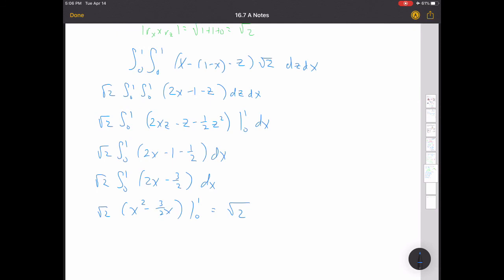So we get a square root of 2 on the outside. Plugging in a 1, we get 1 minus 3/2. Plugging in 0 makes that whole thing go away. So it looks like I'm going to get 1 minus 3/2, which is negative 1/2, or negative square root of 2 over 2. And that's the surface integral for that particular part of that plane.